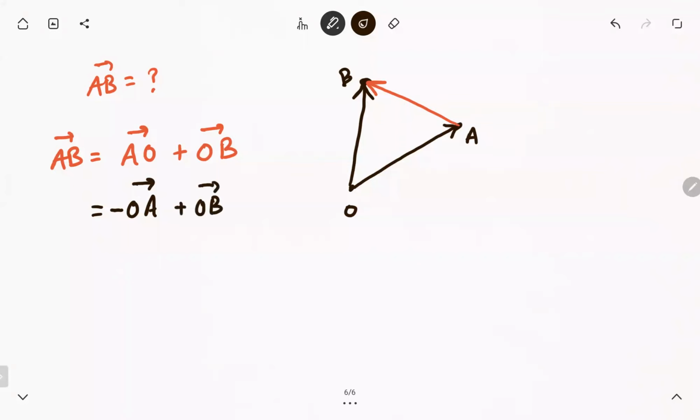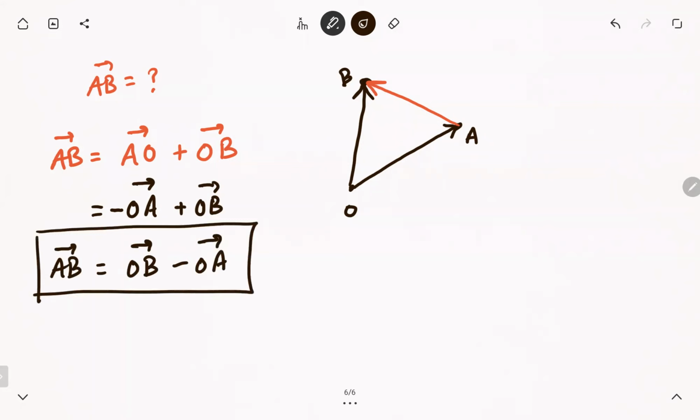Now these two are position vectors. If I rearrange them, I can write AB is equal to OB minus OA. So this is a vector AB in terms of its position vector B and A.